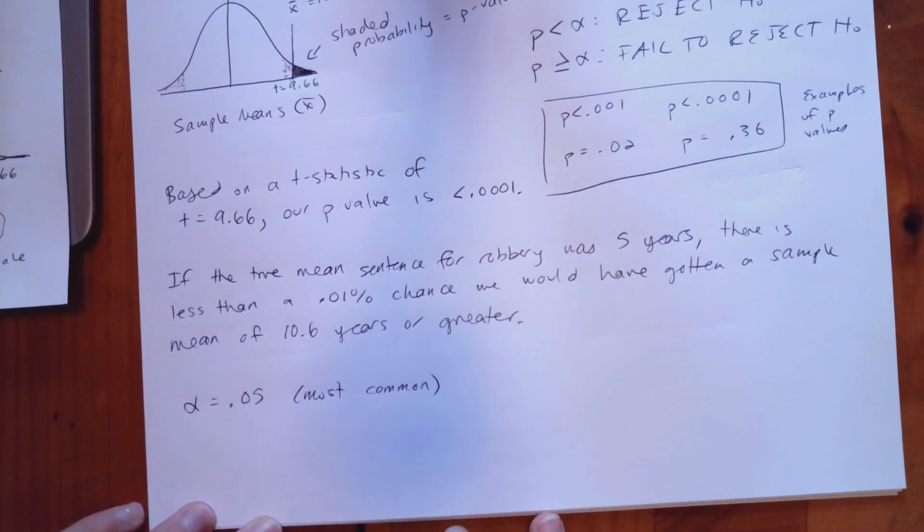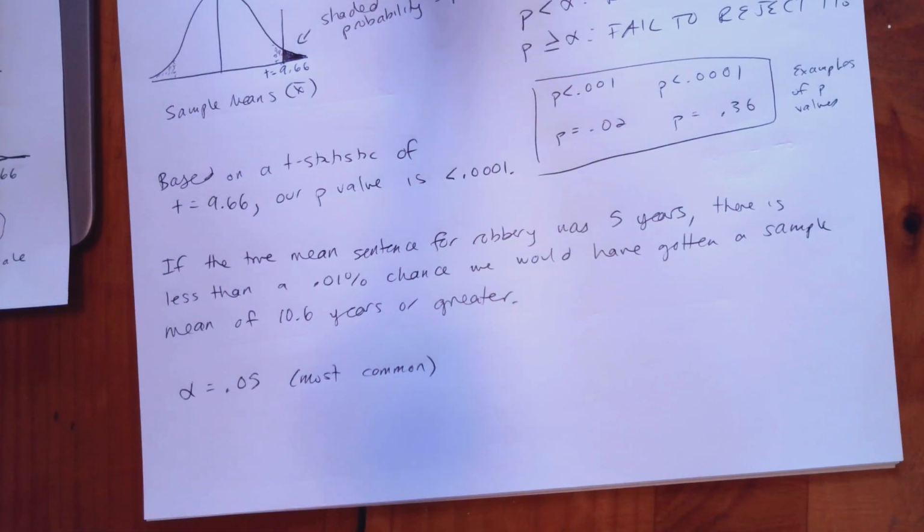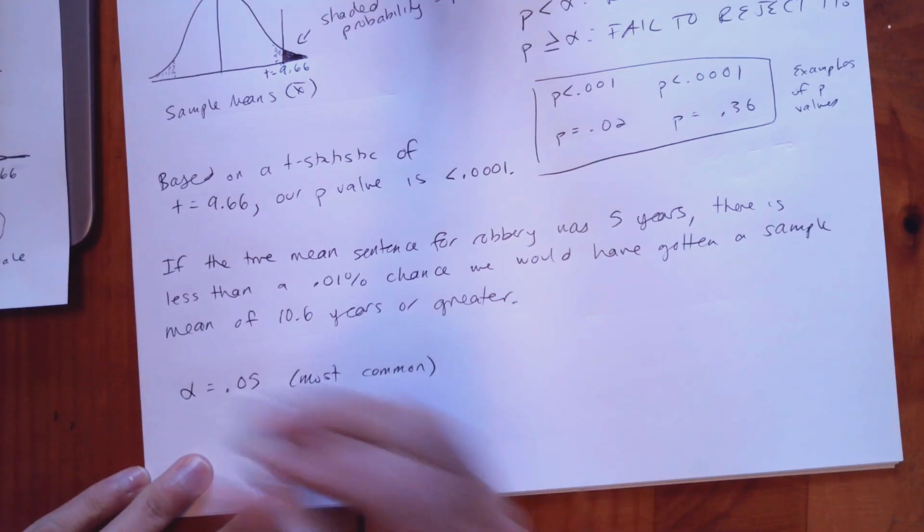So we're going to go with it for this example. Now the question is, based on our alpha value of 0.05, do we reject the null hypothesis that the true mean sentence for robbery is 5 years? And the answer is yes. So we can look at it this way.